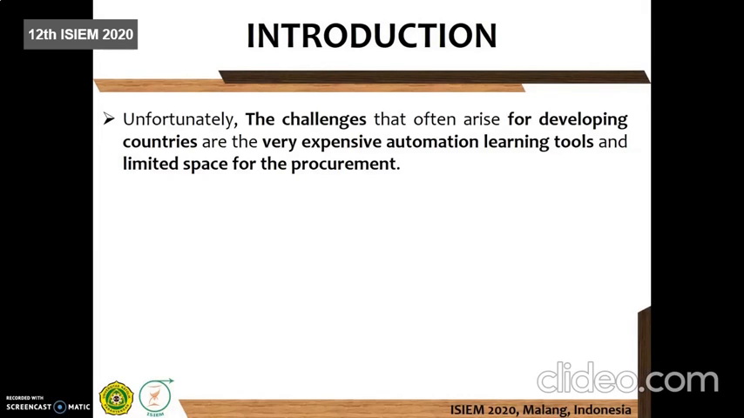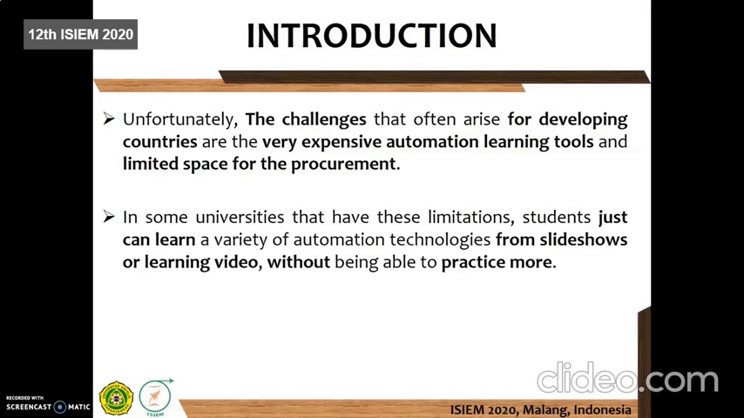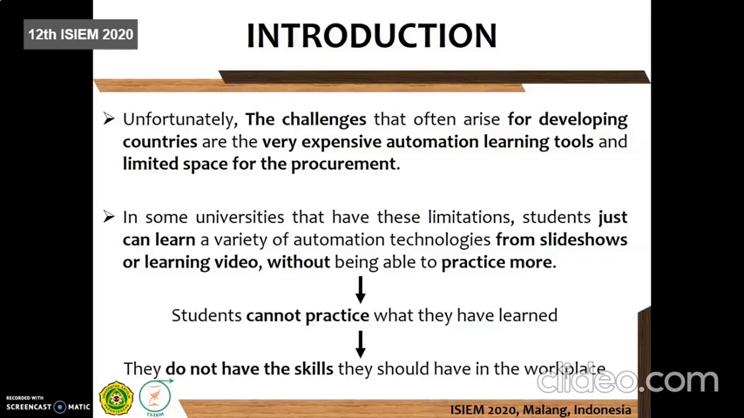Unfortunately, the challenges that often arise for developing countries are the very expensive automation learning tools and limited space for the procurement. In some universities that have limitations, students can only learn a variety of automation technologies from slideshows or learning videos without being able to practice more. This phenomenon makes the students unable to practice what they have learned, so they don't have the skills they should have in the workplace.